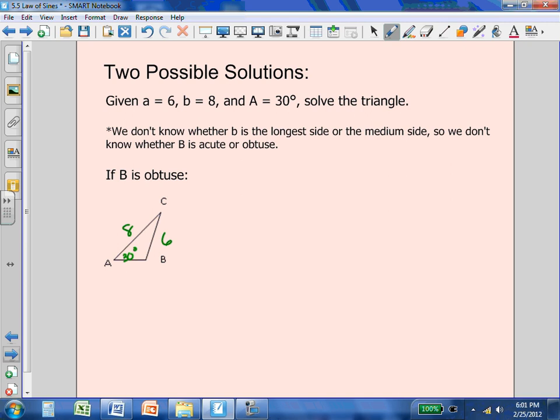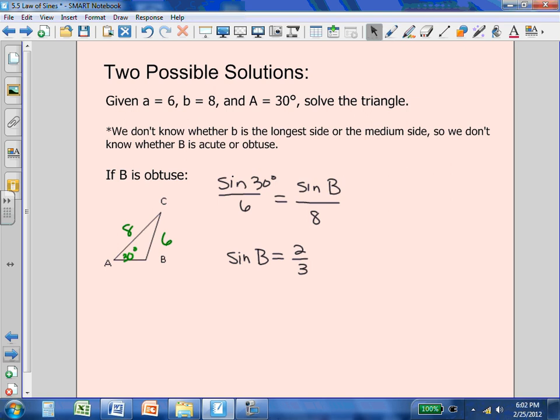Now this is going to start out exactly the same way. You're going to start out with the fact that the sine of 30 degrees over 6, working with angle A and side A, is the sine of angle B over 8. So again, we cross multiply, and we're going to get back to exactly that same point that we had before, that the sine of angle B is 0.6 repeating, in other words, 2/3.